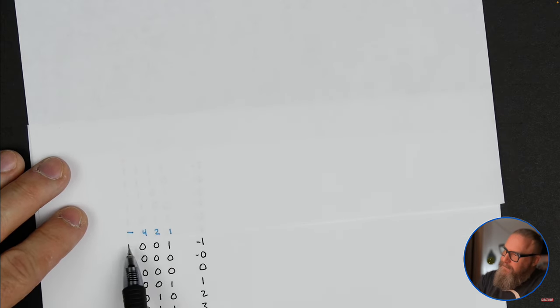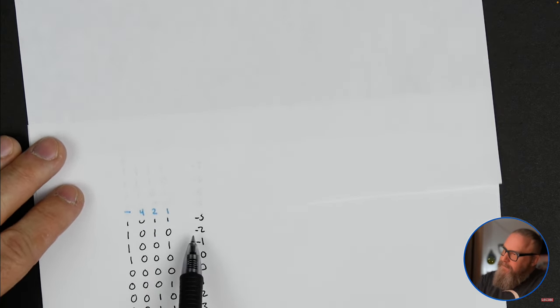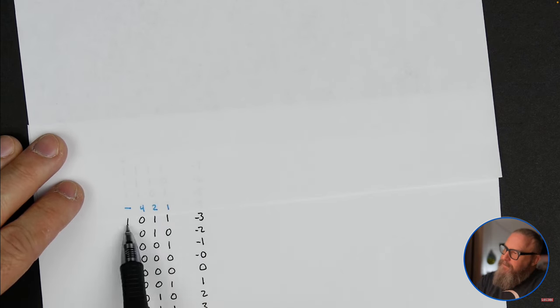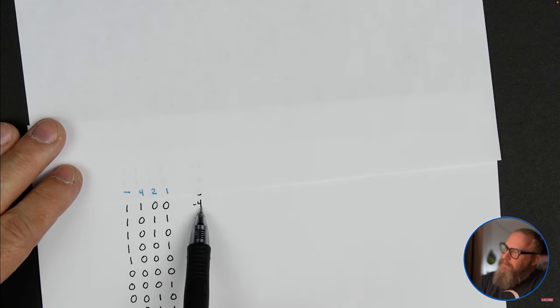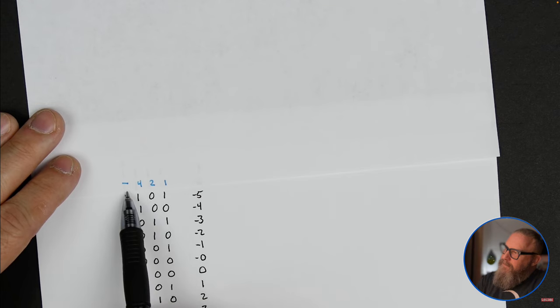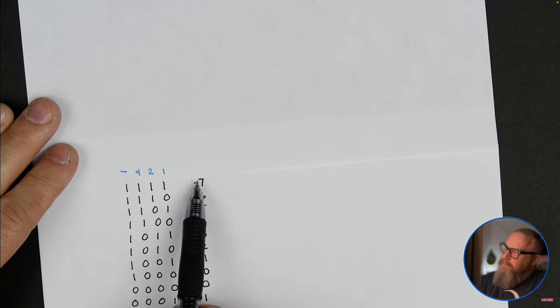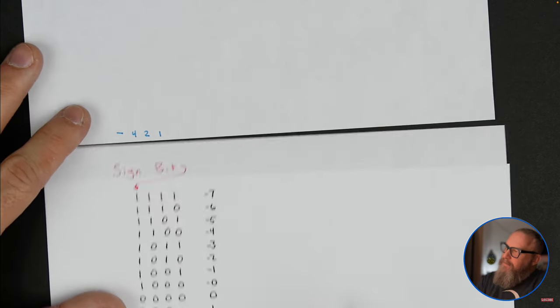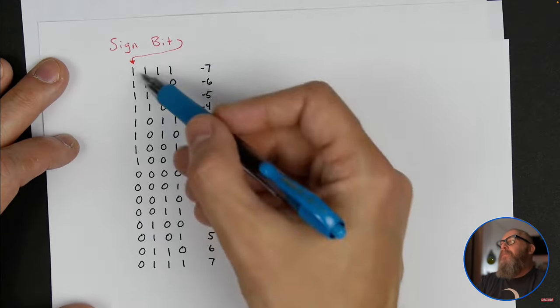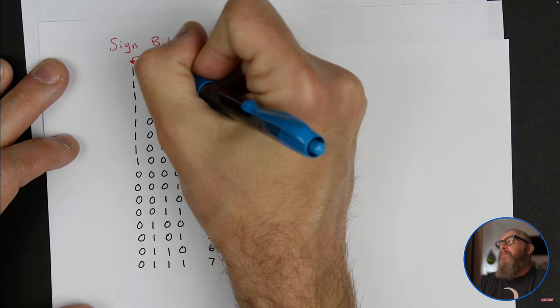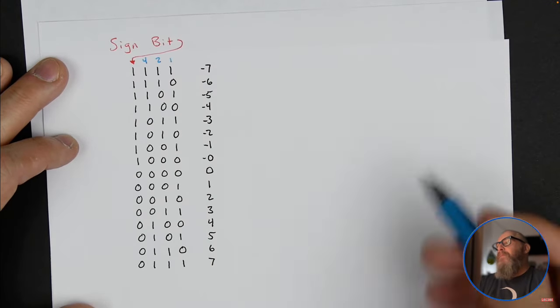And then if this first bit here is indicating our negative sign, then we can go backwards too. So if we have a negative 1, that's negative 1. A negative 2, negative 2 and a 1 is negative 3. Negative 4. Negative 4 and a 1 is 5, with a negative is negative 5. 4 and a 2 is 6, so this is negative 6. And then a 4 plus 2 plus 1 is 7, and that's a negative 7. And so this first bit is our sign bit, and then these other bits are just our 1, 2, and 4 place. Simple enough.